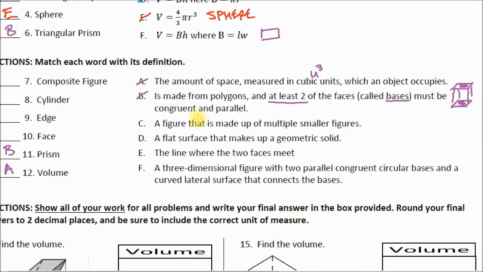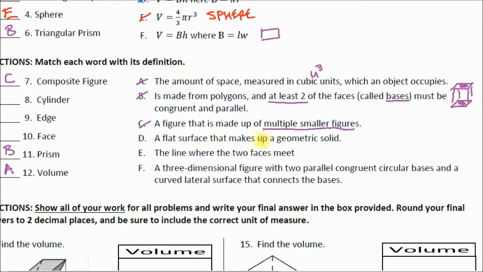Okay, letter C, a figure that is made up of multiple smaller figures. When it says multiple smaller figures, let's think about a figure as just an object, and we have more than one object being connected together. So that's going to be a composite figure. Composite means multiple shapes or multiple objects put together, or sometimes taken apart. We could have a big object with a smaller object cut out of it. So that's composite figure, C.